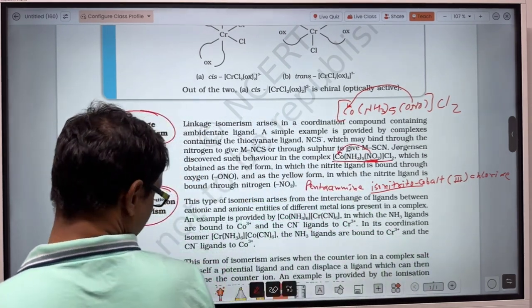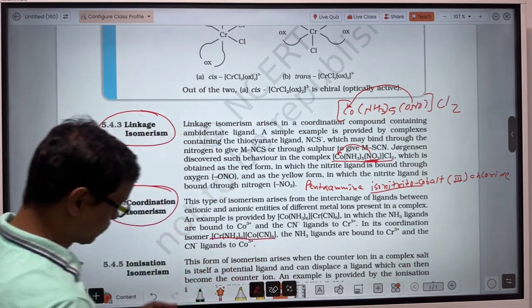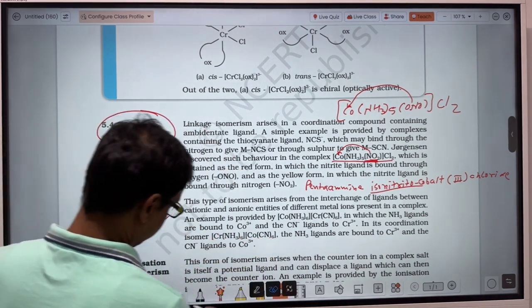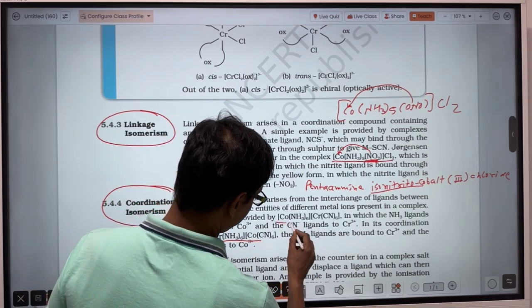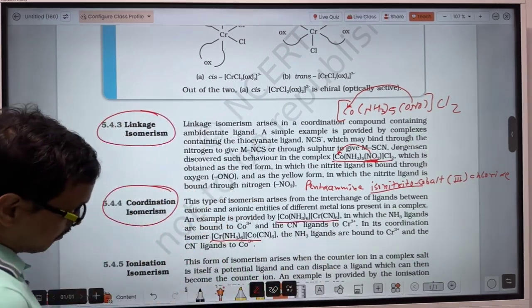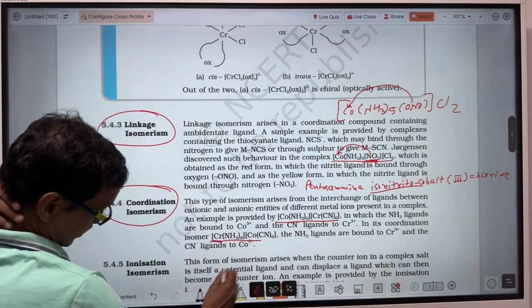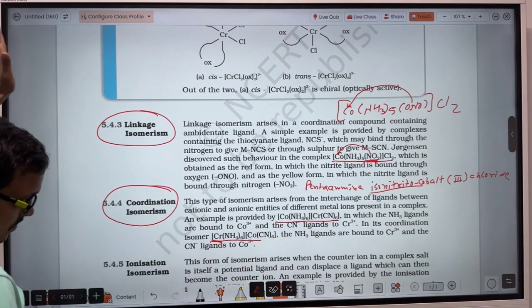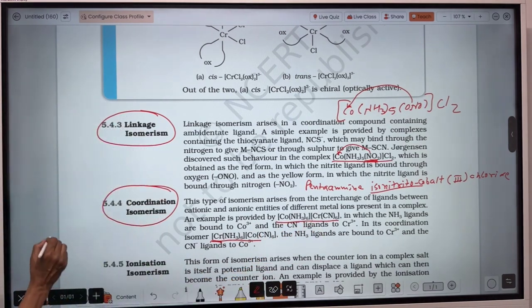So let's see how to write the IUPAC name of a compound like this. So how to write the IUPAC name? Watch this compound and this compound. They are the same here, but here the ligand, cobalt has come here and chromium has gone there. Cobalt came this side, chromium that side. So what's the IUPAC name of this compound?